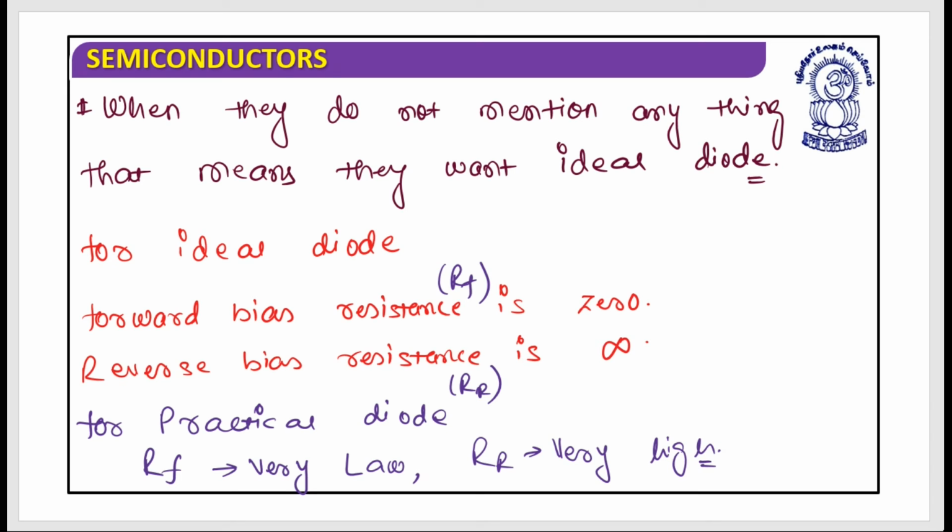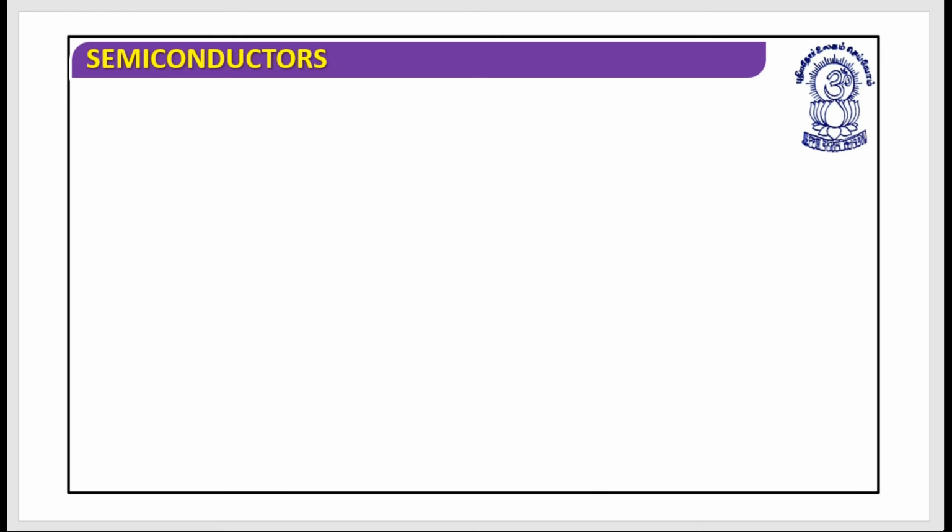Please keep this in mind, that when they say ideal diode, forget about the forward bias resistance, and for reverse bias it's a maximum, it's infinite. And when they say practical diode, the forward bias resistance would be very low and the reverse bias resistance should be very high. So after this much information, you are ready with the questions. Are you ready, guys? Great. So let's have a numerical based on this.